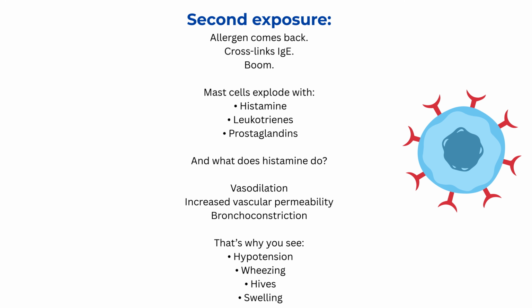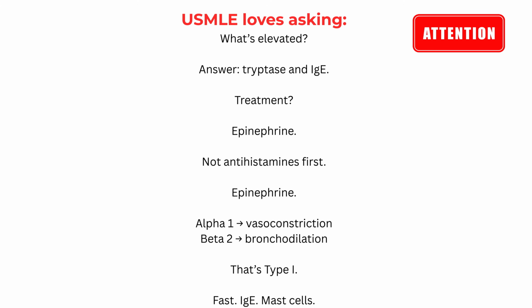And what does histamine do? Vasodilation, increased vascular permeability, bronchoconstriction. That's why you see hypotension, wheezing, hives, swelling. USMLE loves asking, what's elevated? Answer: tryptase and IgE. Treatment: epinephrine. Not antihistamines first. Epinephrine. Alpha 1 leads to vasoconstriction, beta 2 leads to bronchodilation. That's type 1, fast. IgE, mast cells.